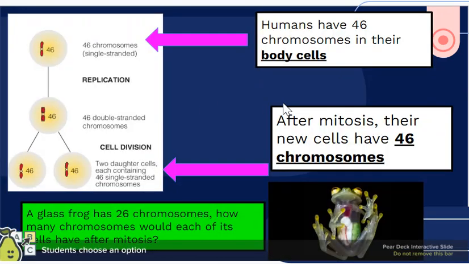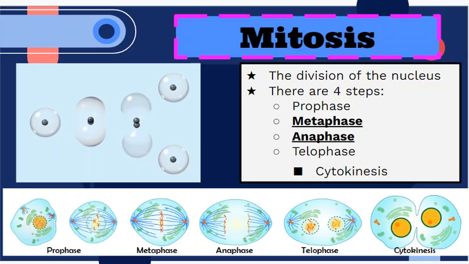Humans have 46 chromosomes, or 23 pairs, in their body cells. Your body cells are different from your sex cells. After mitosis, their new body cells will also have 46 chromosomes. For example, a glass frog only has 26 chromosomes. How many chromosomes would you find in their cells after mitosis? If you answered 26, you'd be correct. You end with the same number of DNA or chromosomes as you started with.